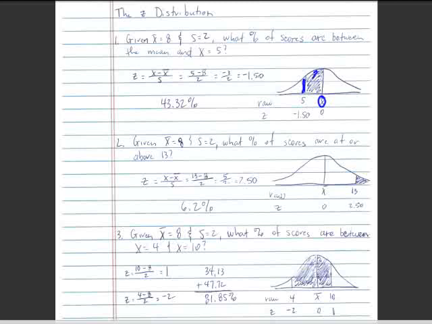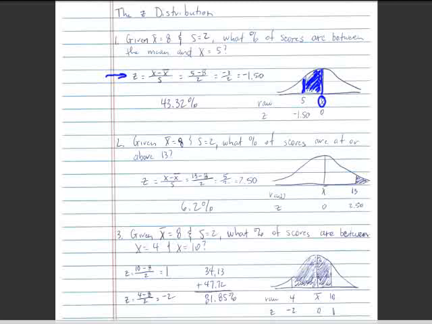And then what I'm going to suggest is that you always shade in what you're being asked. So again, the question asks what percent of the scores are between the mean and x equals 5. To answer this, we're going to have to transform that raw score to a z-score. So z is equal to x minus x bar divided by s. That's 5 minus 8 divided by 2, minus 3 divided by 2, which yields a z of minus 1.5.